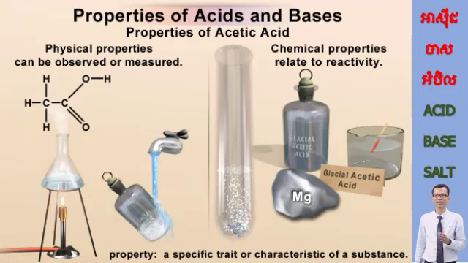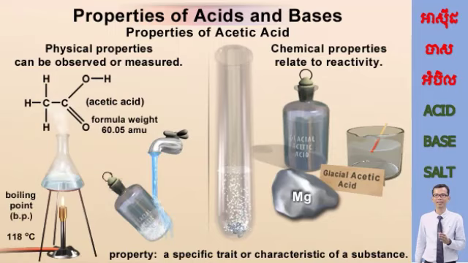Chemists use the terms physical properties and chemical properties to describe matter. Physical properties may include the structure of a compound, its formula weight, boiling point, or melting point. Chemical properties describe how a compound reacts with other substances. The physical and chemical properties of acids and bases can be used to identify them.